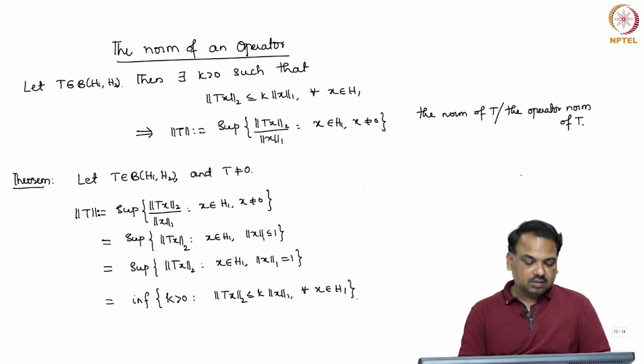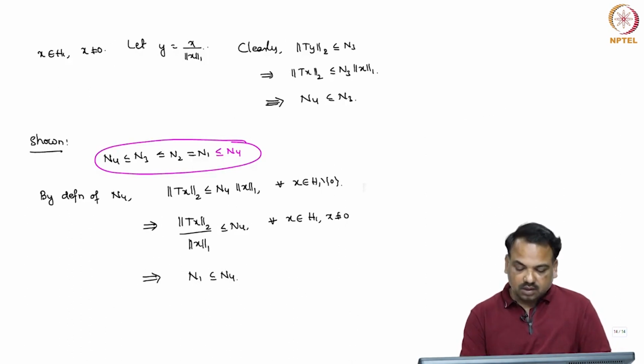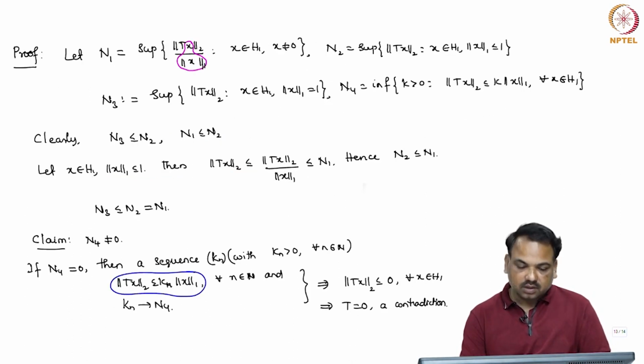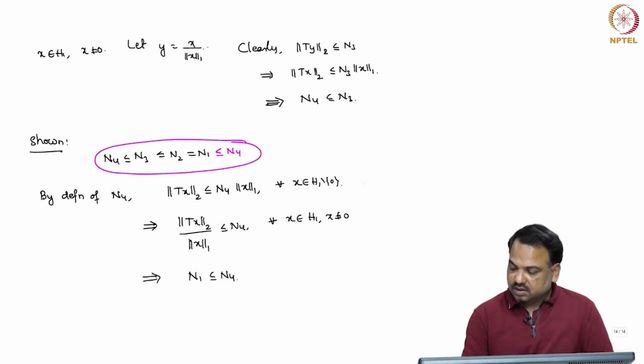In fact, they also suggest how to compute the norm. For example, if you look at the n4 definition, that is the infimum of k bigger than 0 such that norm Tx is less than or equal to k times norm x for every x in H1. It has a geometrical meaning. Let us look at that part.